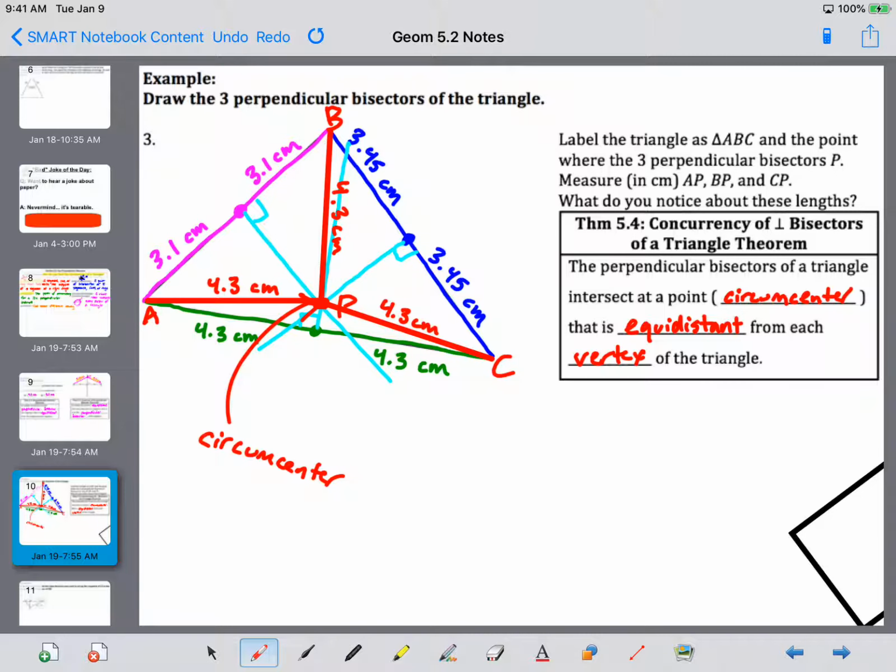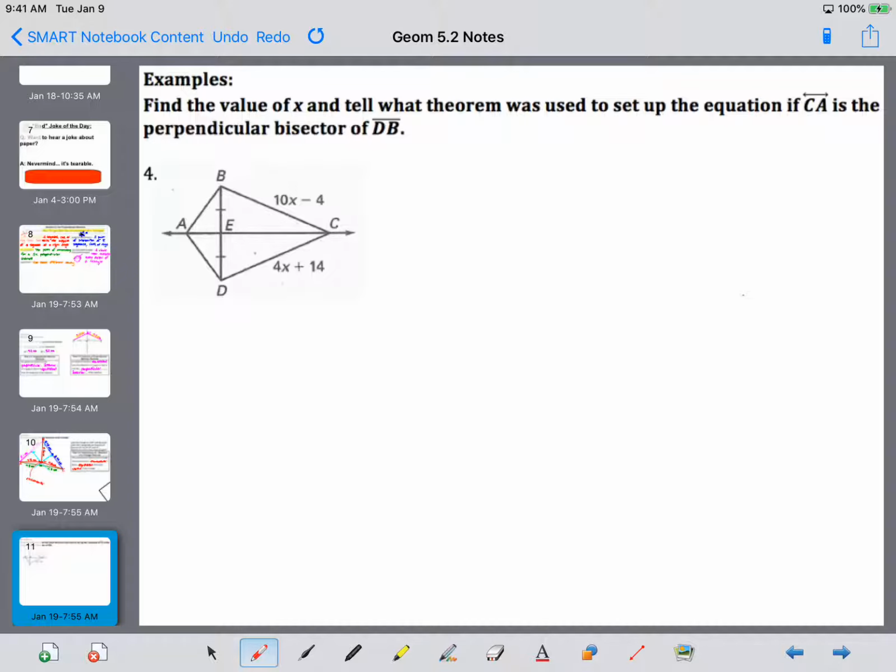And we have, find the value of x and tell what theorem was used to set up the equation if line CA is the perpendicular bisector of segment DB. All right, well right here, they're telling us CA is the perpendicular bisector of segment DB. So we know this has to be perpendicular right here. And we know actually that theorem 5.2 tells us that point C is on the perpendicular bisector.